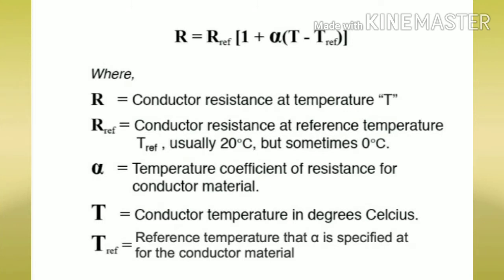The same formula is applicable for resistance. R equals R reference into (1 plus alpha (T minus T reference)), where alpha is the temperature coefficient of resistance. Here R reference is the resistance at any reference temperature, which can be 0 degrees Celsius or room temperature.